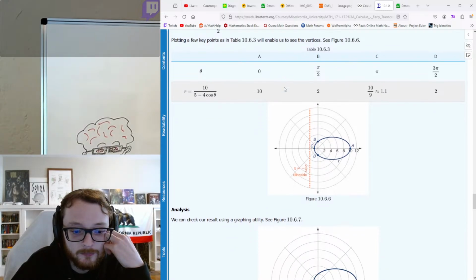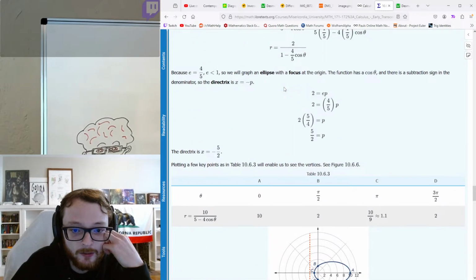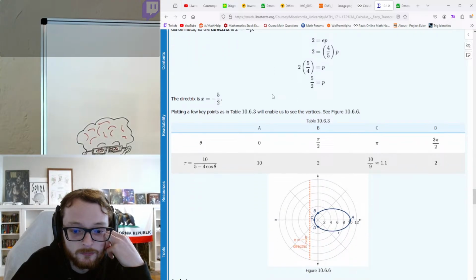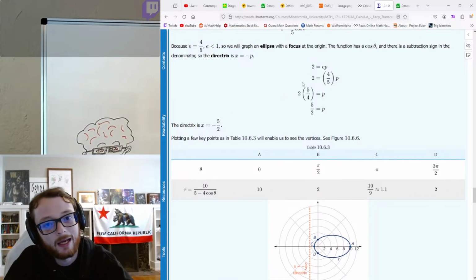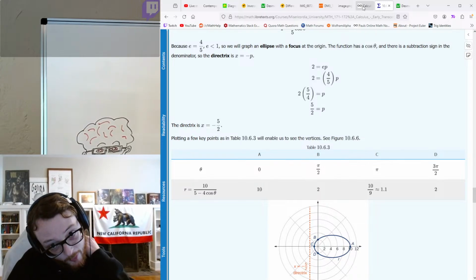Kind of interesting, they don't print the foci. I guess we're given one of them is at the origin. Okay. I guess our sketch is going to be an ellipse, and the directrix will help us knowing what direction our ellipse goes.